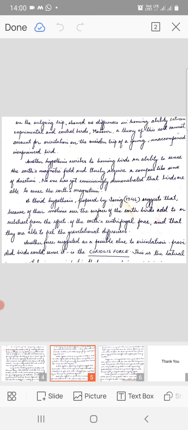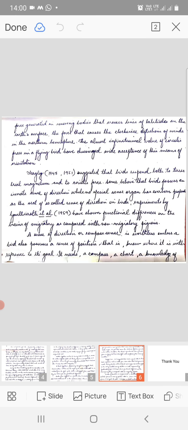This is the lateral force generated in moving bodies that cross lines of latitude on the Earth's surface. It is the force that causes the clockwise deflection of winds in the northern hemisphere. The almost infinitesimal value of Coriolis forces in a flying bird has discouraged wide acceptance of this means of orientation. Yeagley, in 1947-1951, suggested that birds respond both to terrestrial magnetism and to Coriolis force.